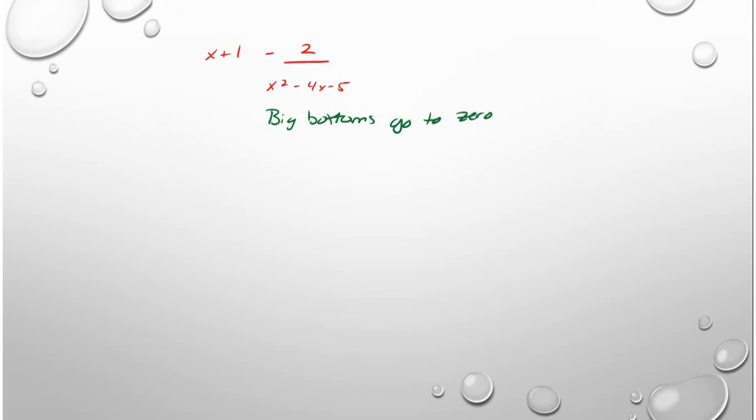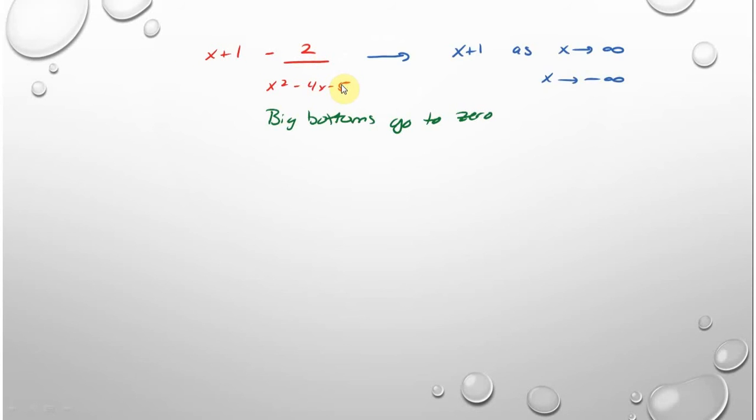They always do. Big bottom, think of 2 divided by 1,000,000. It's going to be something close to 0. So this term we say damps out as x goes to infinity. And so as x goes to infinity, the function will behave more and more like x plus 1. This piece will become negligible as x gets larger and larger.